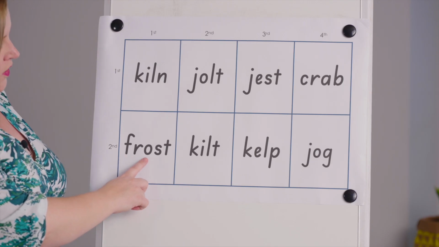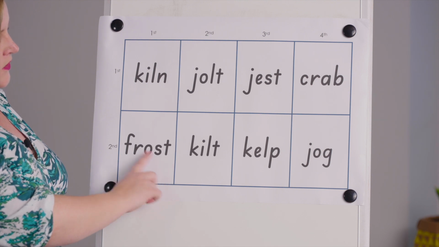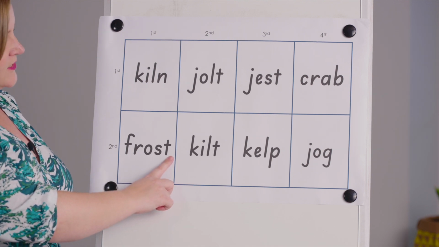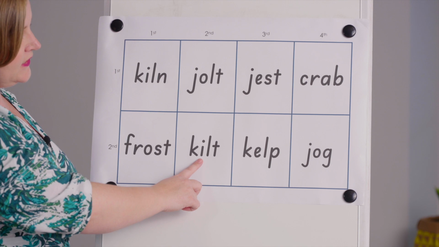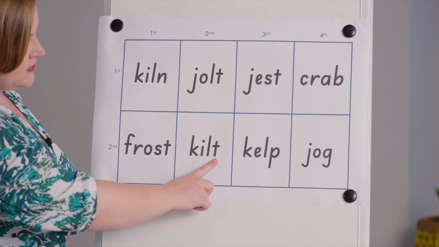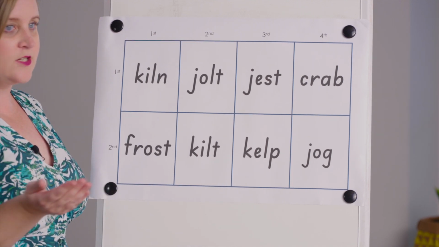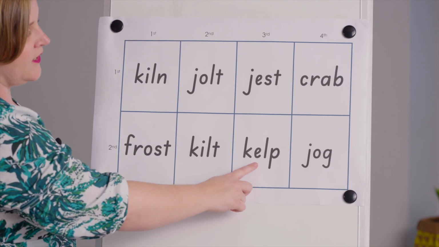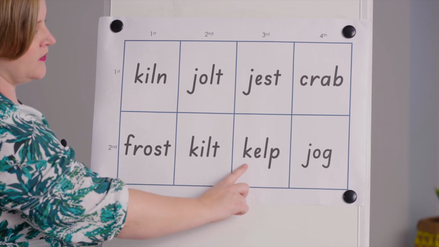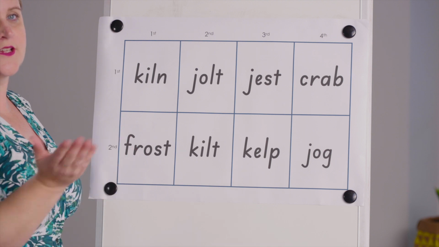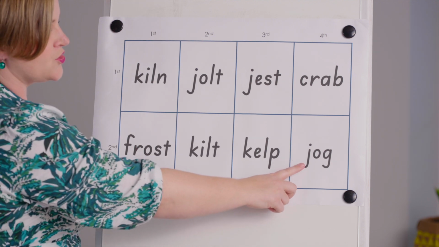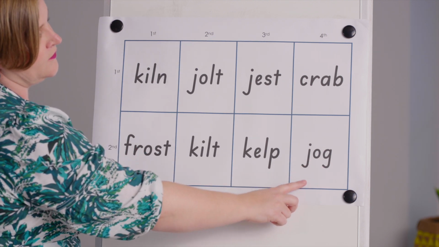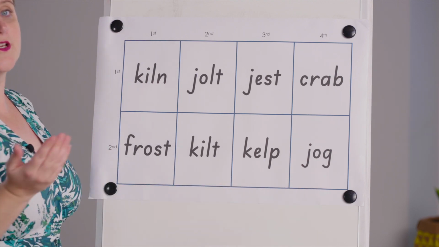F, R, O, S, T. Frost. Next word. K, I, U, T. Kilt. What word? Kilt. K, E, U, P. Kelp. What word? Kelp. J-O-G, jog. What word? Jog.